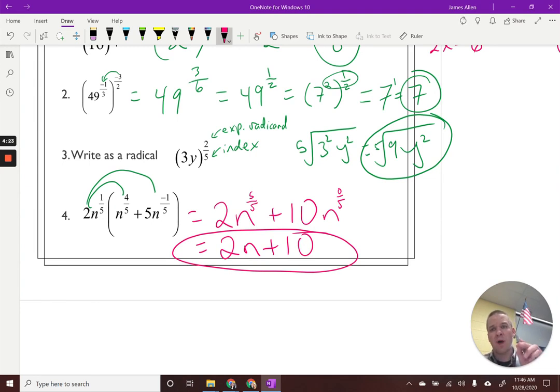Nice little warm-up, nice little Bellwork review of yesterday's stuff. It's always good to go back to it, right? We don't want to forget it. So now let's get to the new stuff for today, because I know you're just like, I am so excited. I want to solve with some exponents.